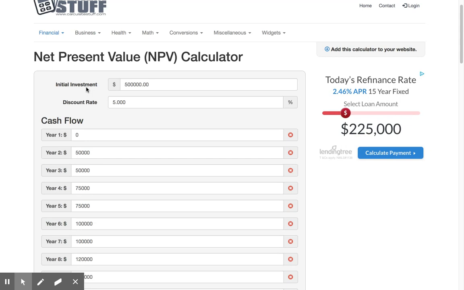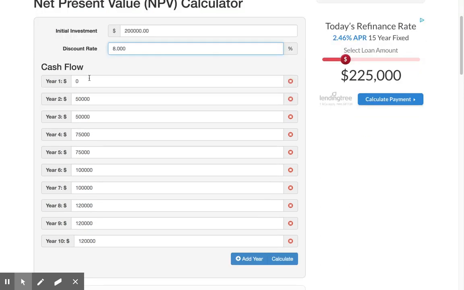All right. Well, let's change some of the variables here. So problem number 3 is an initial investment of 200,000. Okay, so we'll go 200,000. And we're looking for a required rate of return of 8%. And the cash flows are 0, 50, 50. And then 100. And then 100.